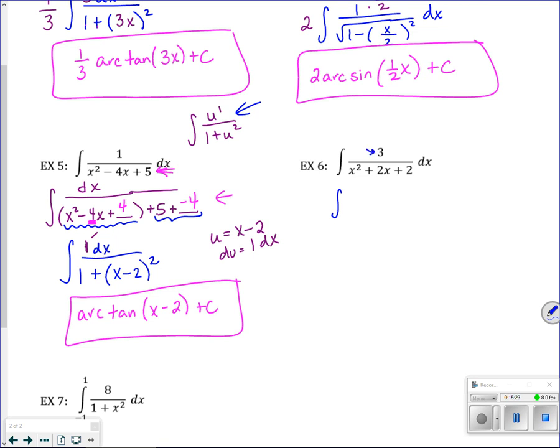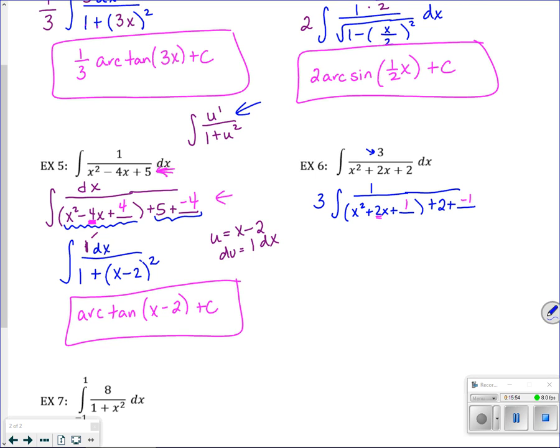Now this 3, I just like to get it out of the way, so I'm going to pull it out there. I'm going to do x squared plus 2x plus blank. I have the plus 2, that's what's in my problem. Now, what would I need to complete the square? Half of this number is 1. 1 squared gives me 1. So if I put 1 in, I have to take 1 out.